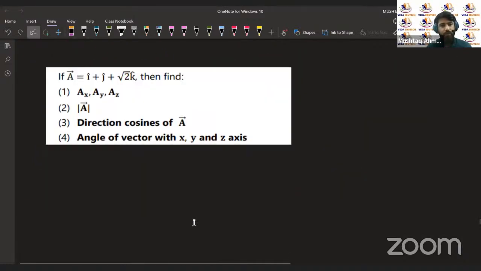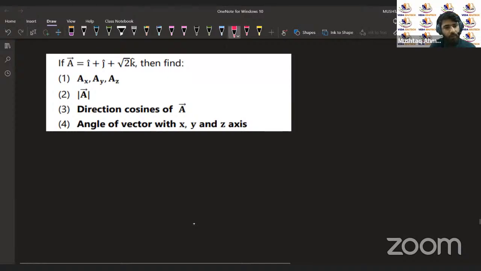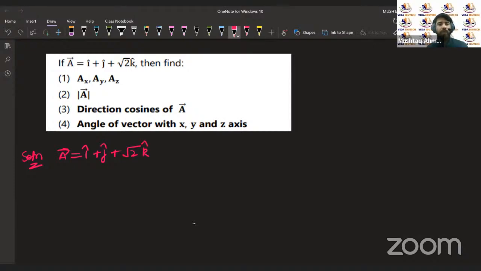So let's try to solve this question. The question is, we have a vector A. The vector A is given as i cap plus j cap plus root 2 k cap. We have to find Ax, Ay, Az. We can clearly see that Ax is equal to 1, Ay is equal to 1, and Az is equal to root 2. The magnitude of the X component is 1, of the Y component is 1, and of the Z component is also root 2.